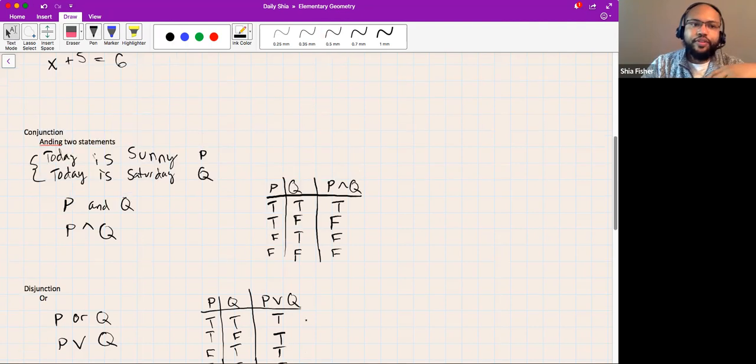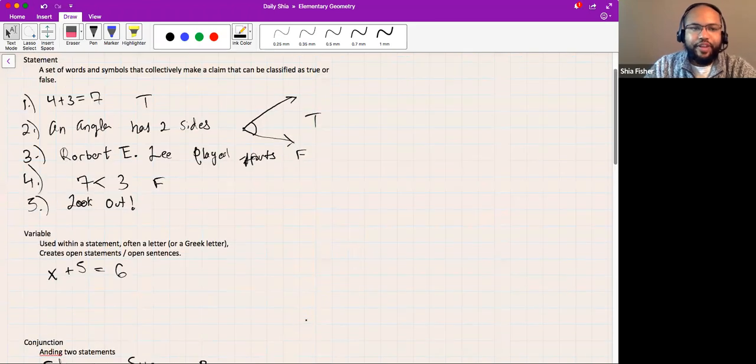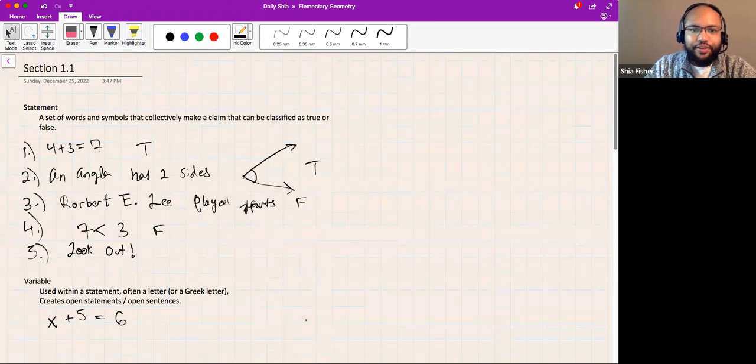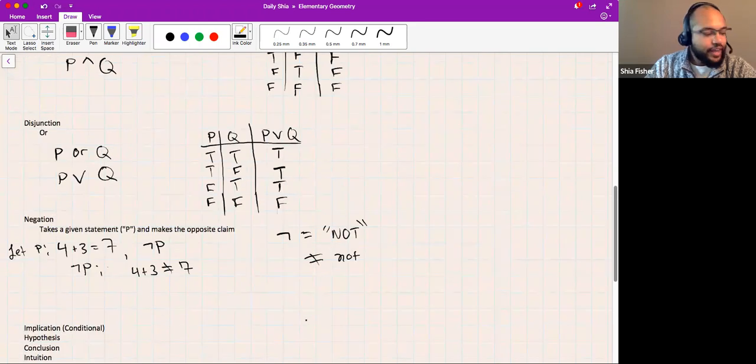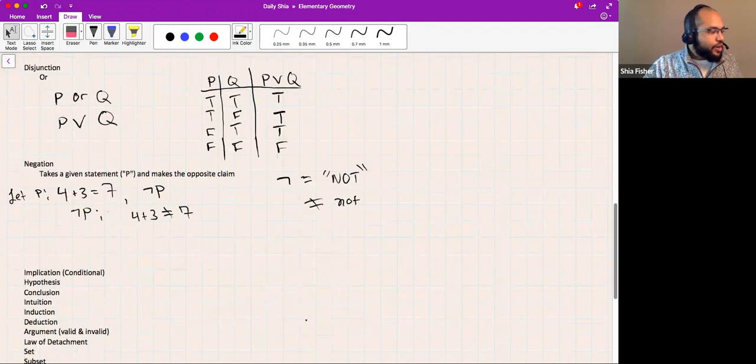So we've learned a lot of different things. We've learned about statements with truth values. We've learned about conjunction, disjunction, as well as negation. And I guess we're going to pause it here because we're going to get into some more complicated expressions coming up.